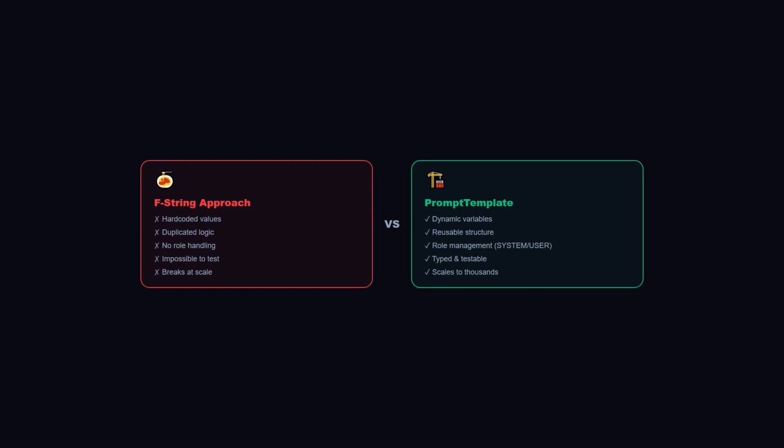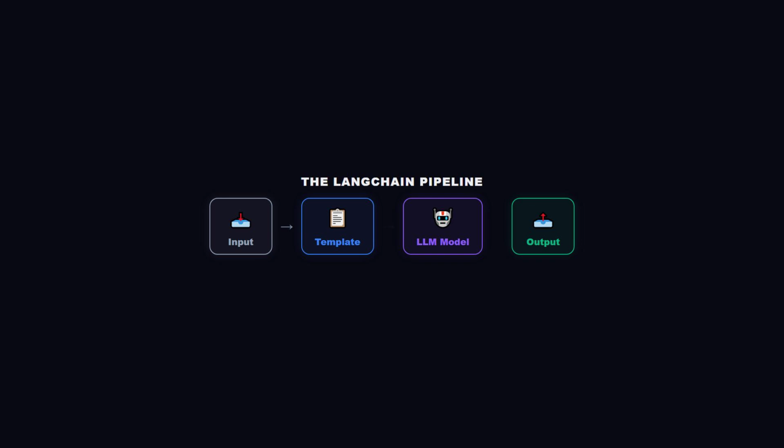This is why we need LangChain, not just as a library, but as a framework for natural language programming. Today, we're mastering prompt templates and the LangChain Expression Language, or LCEL, to build AI systems that are modular, testable, and actually ready for production.